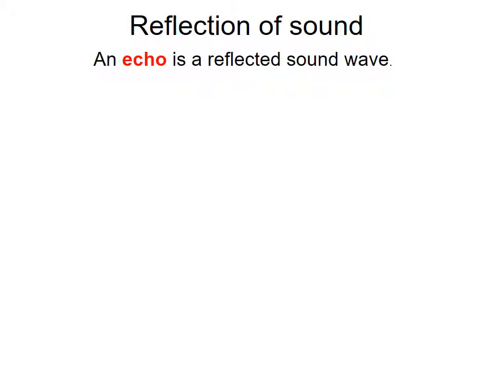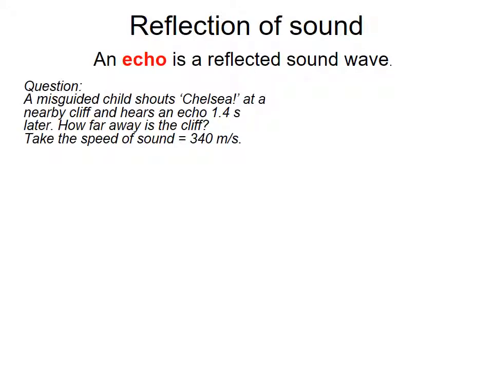And we'll now look at the reflection of sound. So an echo is a reflected sound wave. So here's a short question for you. A misguided student shouts Chelsea for the FA Cup at a nearby cliff and hears an echo 1.4 seconds later. How far away is the cliff, given that the speed of sound is 340 meters per second? So pause the video now and see if you can come up with an answer.